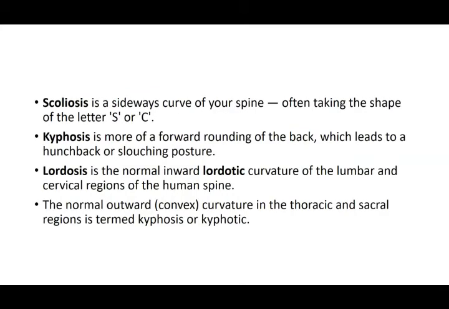Commonly, vertebral column problems are scoliosis, kyphosis, and lordosis. You must have heard these terms. What is scoliosis? What is kyphosis and lordosis? Scoliosis is the sideways curve of your spine, often taking the shape of the letter S or C. I will show you. Kyphosis is rounding of the back, what you call a hunchback. That is slouching posture. That is the curvature.